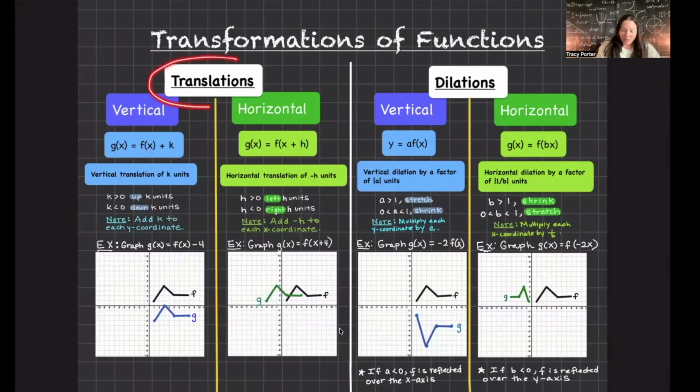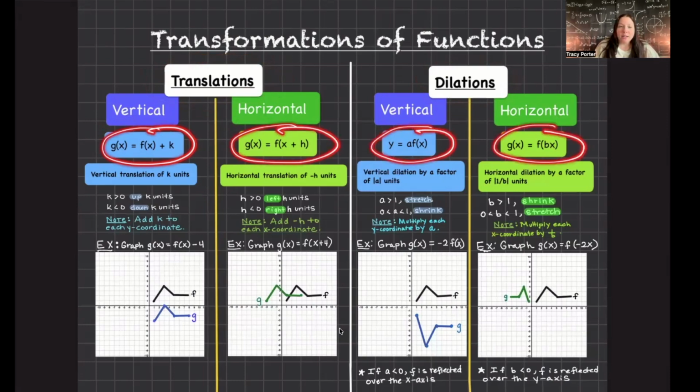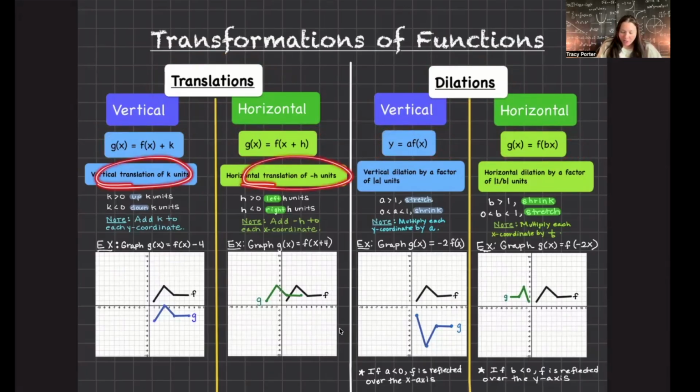So I have it separated into two categories. We've got the translations, and so you have a vertical and a horizontal. And then we've got the dilations, which is a vertical and a horizontal. So translations are going to deal with adding, whereas dilations are going to deal with multiplying. So in each of the columns, I've got the version of what the function would look like under both a translation and dilation. So that's the general form. And then here's a description of what is actually happening under those particular transformations.